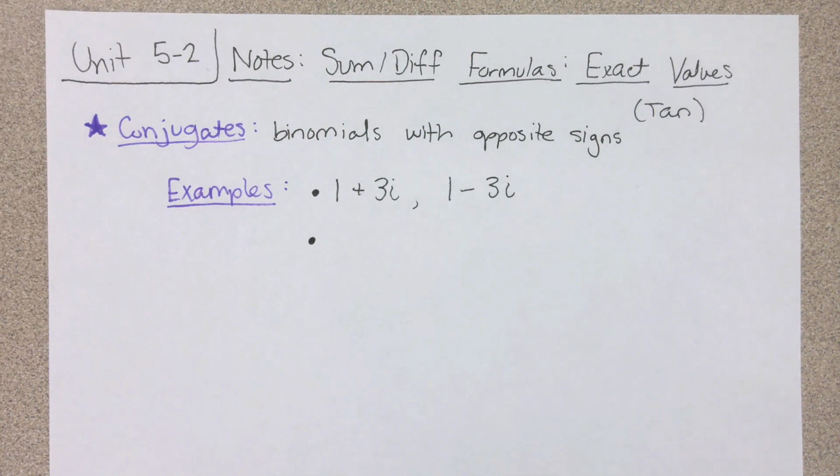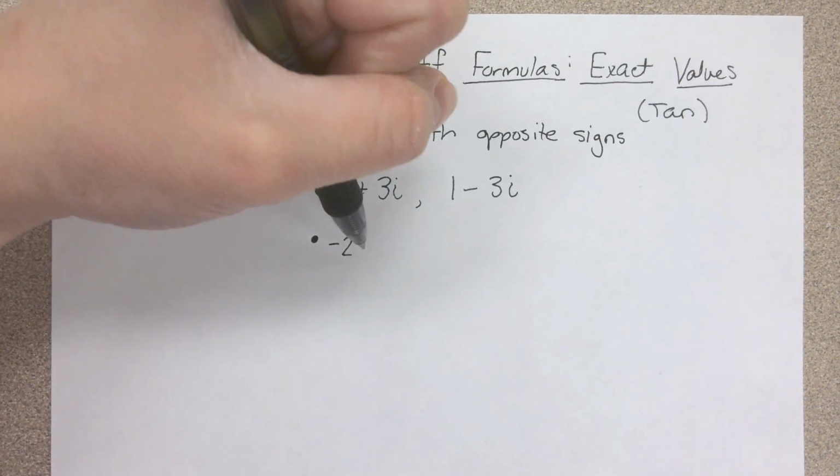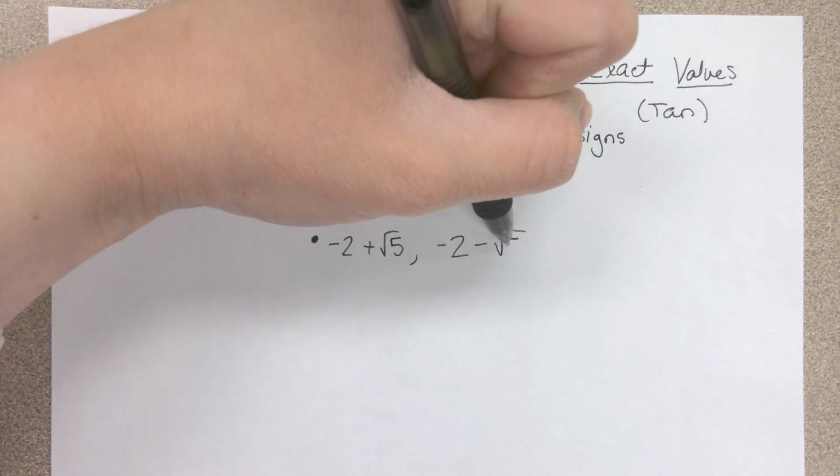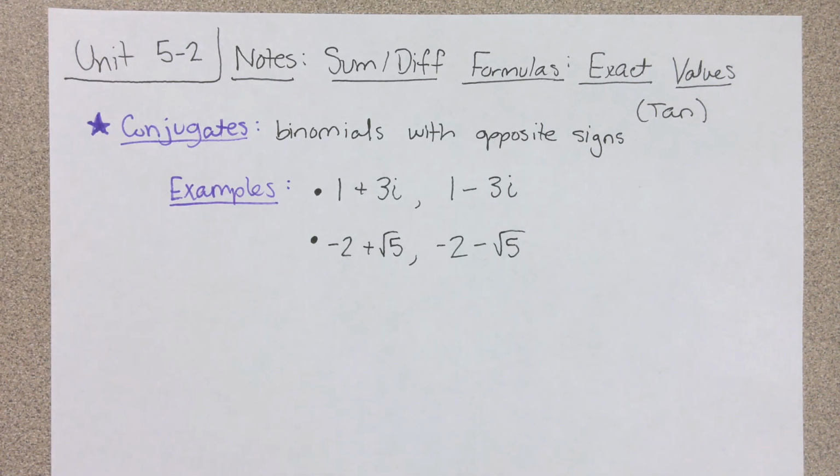And then the next example is what we're going to be using today. You're going to see that in terms of radicals. So let's say we had negative 2 plus the square root of 5, negative 2 minus the square root of 5. Those are conjugates as well.